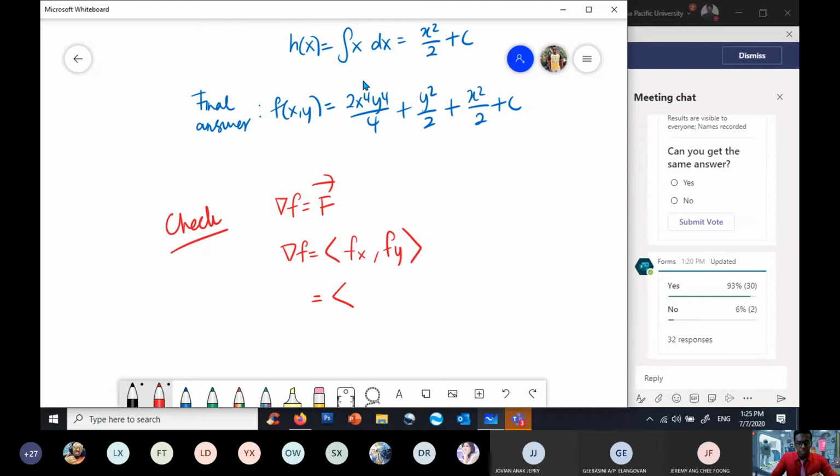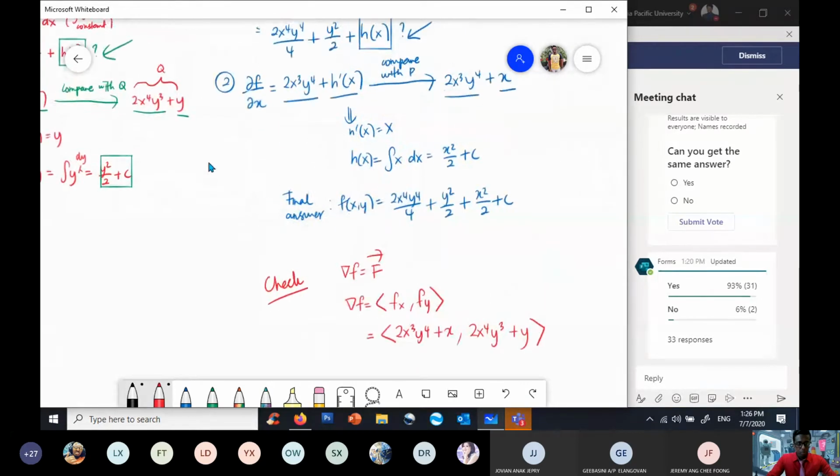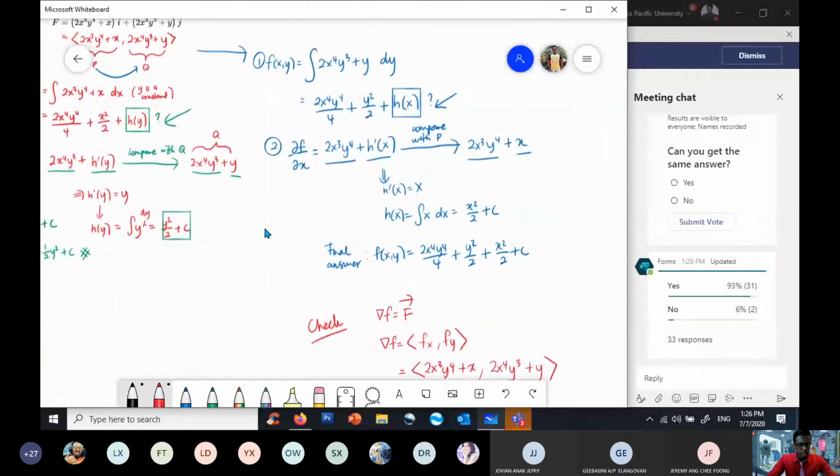So f_x, differentiate this with respect to x, you would get 2x cubed y^4. Differentiate this, 0. Differentiate this, you get x. Your f_y, you differentiate this with respect to y, you will get 2x^4 y cubed. Differentiate this, you will get plus y. Differentiate this, 0. The c, of course, 0. So this is what I get for the gradient vector. Let us compare with the vector function initially. Oh my god, it's too far. Can I bring it here? Okay, let me bring it here.